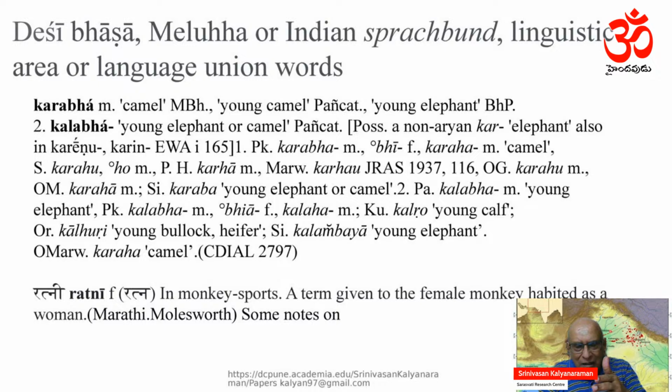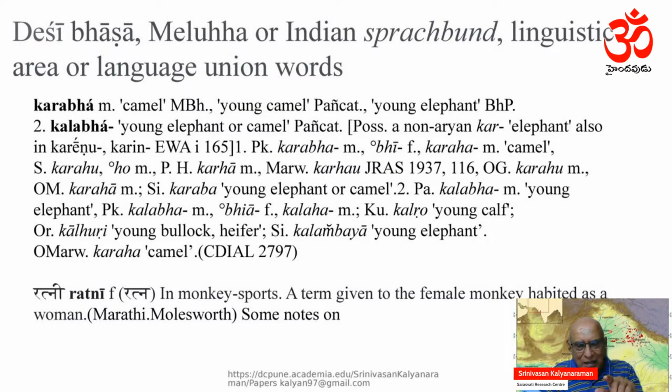Kalaba, young calf. Kalud, young buffalo or bullock or heifer. Kalambaya, young elephant. Karaha, camel, old Marwadi. Karaba, Kar, Iba, iron. Karumbon, black iron. One of the monkeys is Ratni.